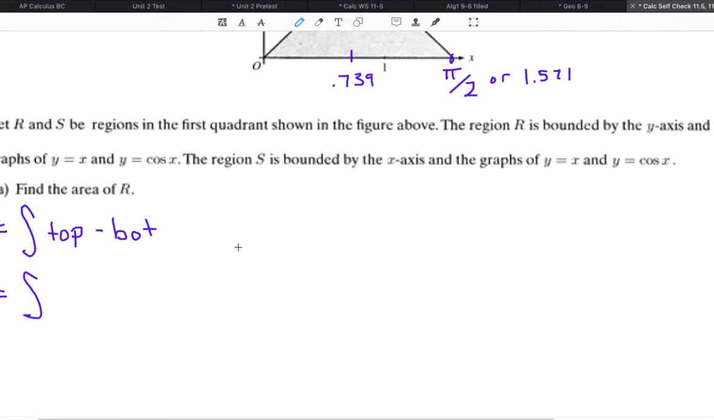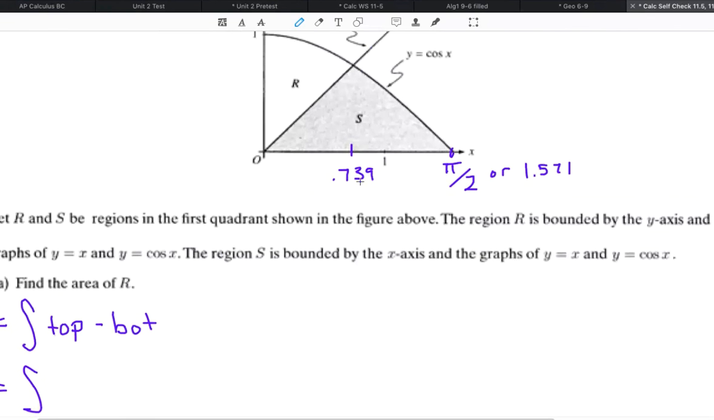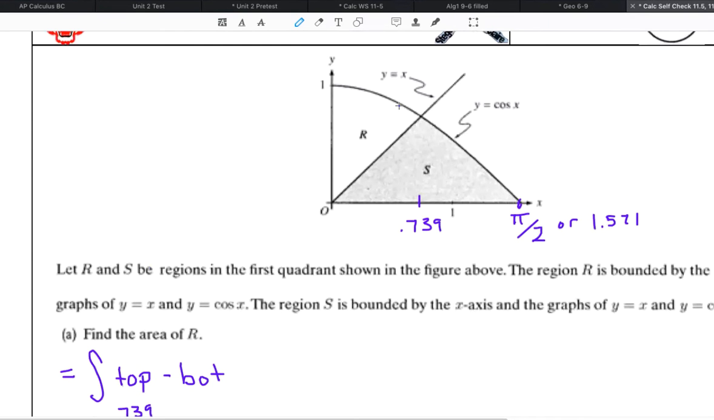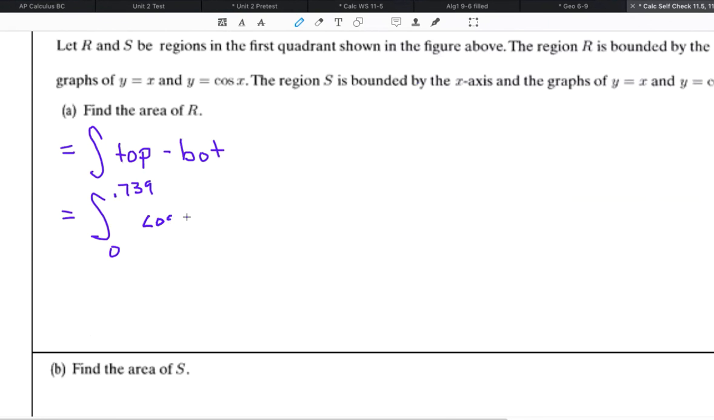All right, so my integral for s is going to be between 0 and 0.739, and my function is going to be top minus bottom. So which one is on the top? The curvy one, the cosine function. So cosine of x minus x. And then all that stuff is going to be multiplied by the thickness of each slice, d of x.